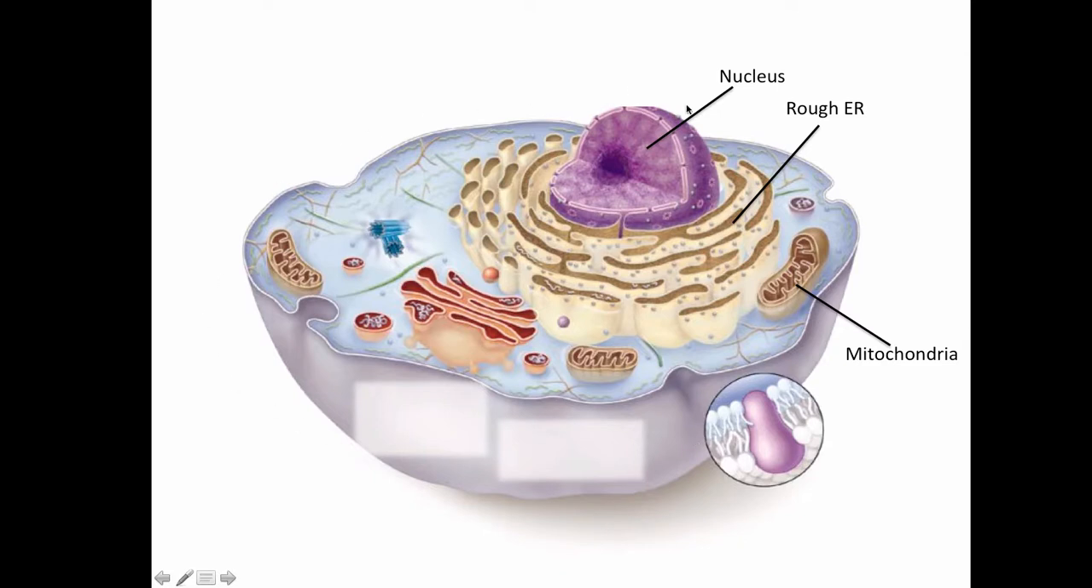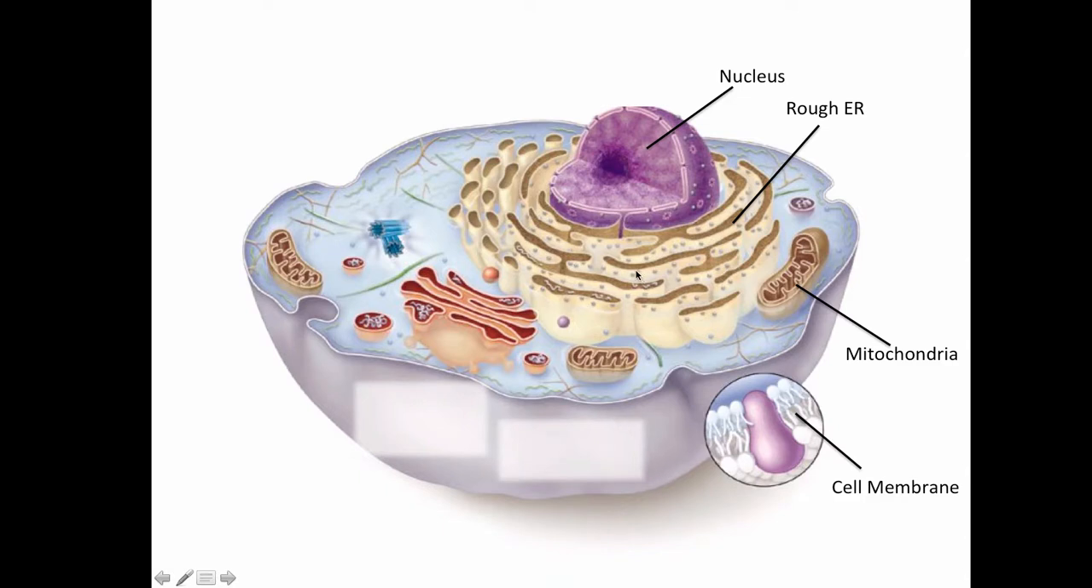The outer layer that surrounds the cell and controls what goes in and out, this circle here is zooming in on this outer layer here. That is the cell membrane. So you can actually see the lipids and protein here. You can't see the carbohydrates, but just the lipids and the proteins.